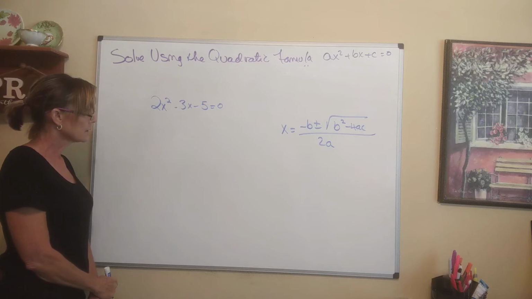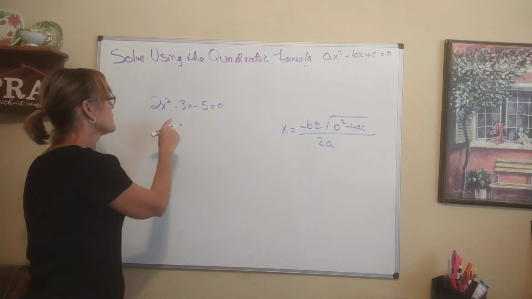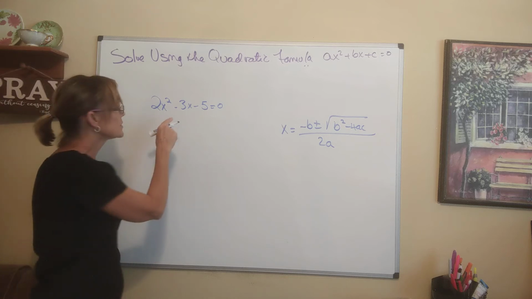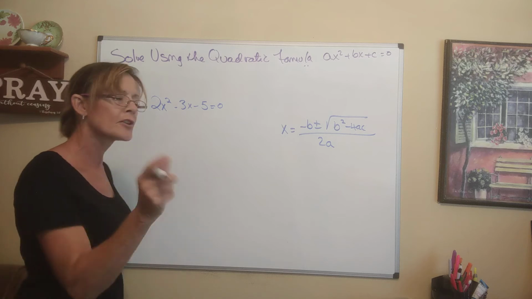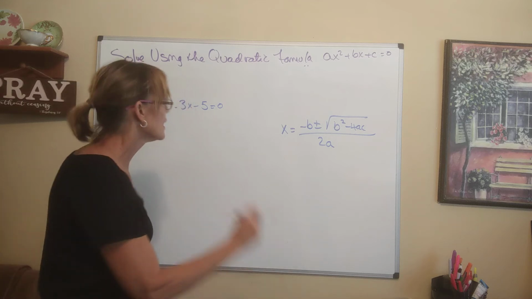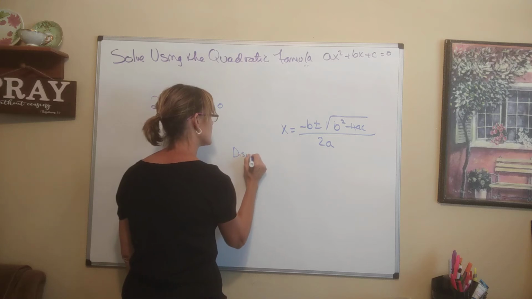Okay, so let's see. I'm just thinking for a second. You know what? This one we could solve by factoring, we could solve by completing the square, and we can solve it by quadratic formula. Let's do quadratic formula, but first let's figure out what kind of answers we're going to get. First we'll say, what's the discriminant?